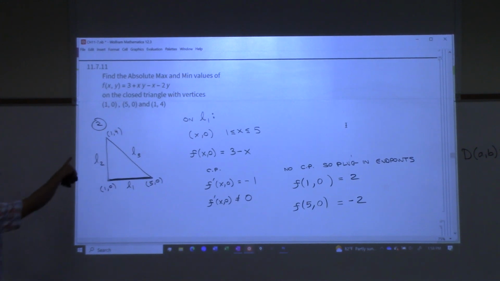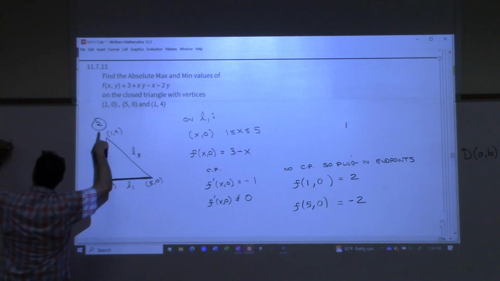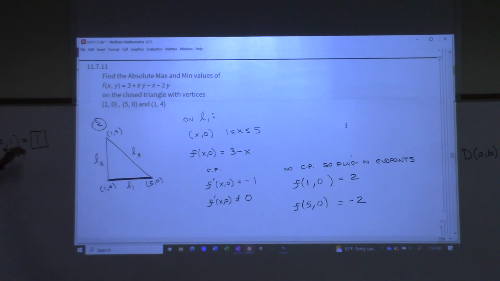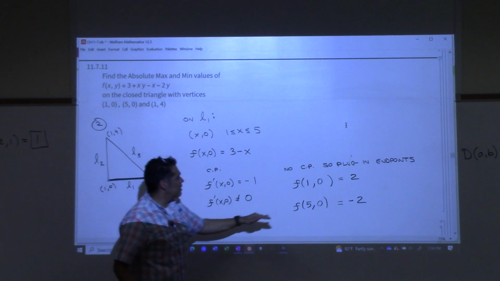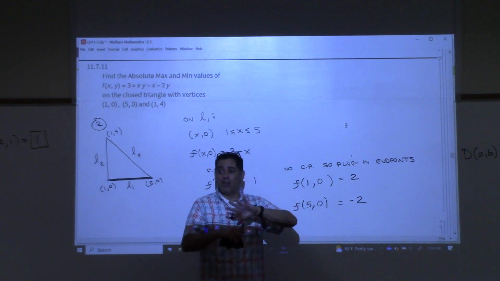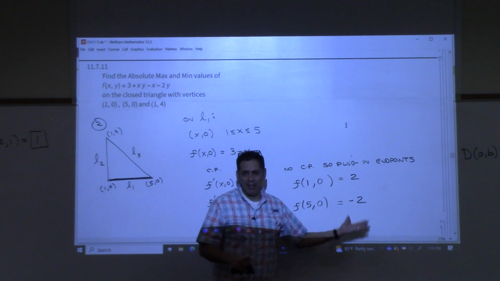Hey, back from step 1. We're on step 2 right now. Back on step 1, what was our critical point? It was 2, 1? Yes. Okay, and when we plugged that into the original function, we got 1, didn't we? So right now we know that at this point we get a 1, and we know that along L1, the highest point you ever get is 2, and the lowest point you ever get is negative 2, right? I do not know yet if this is the absolute maximum for the entire surface we're looking at. I just know that along this line, that's the highest and lowest point.